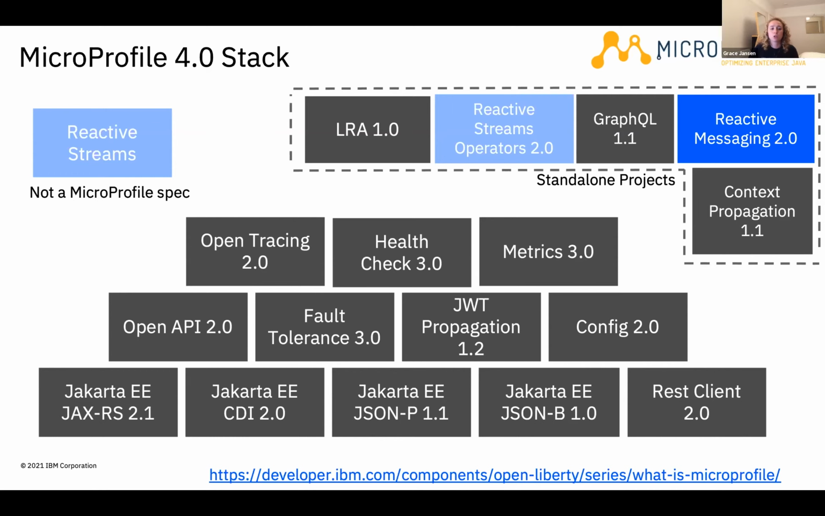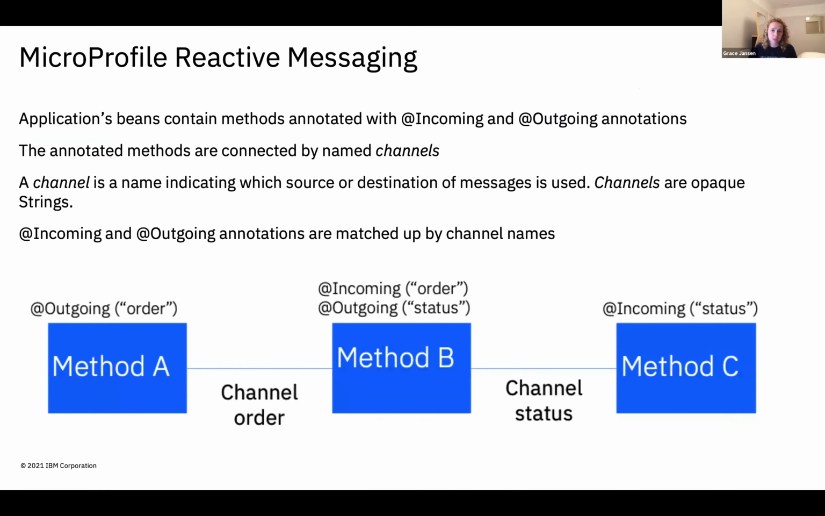So you can utilize reactive messaging through the annotations that I mentioned. In MicroProfile reactive messaging, an application's beans methods are annotated with either @incoming or @outgoing annotations. As the name suggests, @incoming is when you're subscribing to a particular channel of some kind. So you're subscribing to messages or records or events, and outgoing is when you're publishing them.